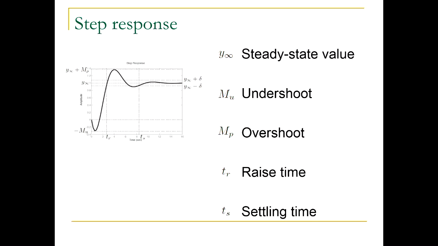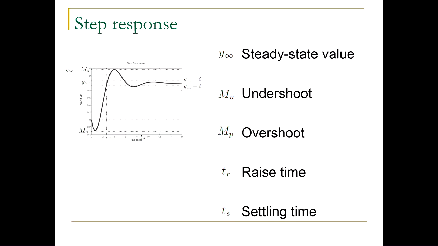So here is a typical step response. It's not the most complicated, but it contains all the features that any response can have. Note that if I tell my system to go from 0 to 1, which is the desired value, so the input is a step signal, the true response might actually decide to go in the opposite direction. This is called undershoot.